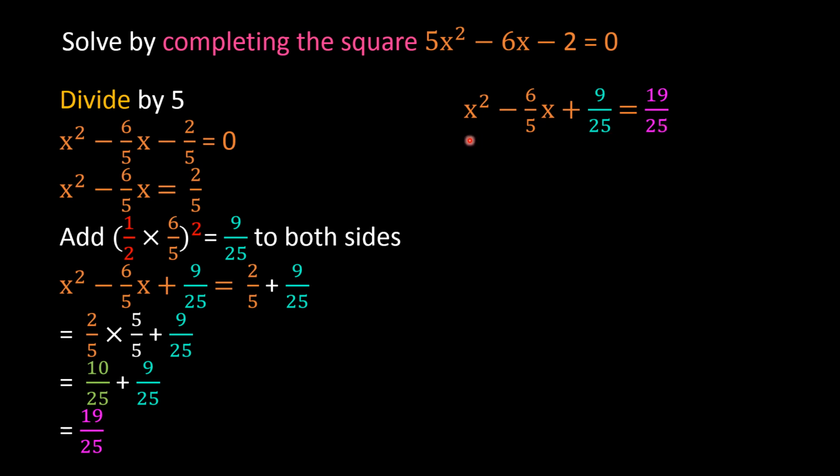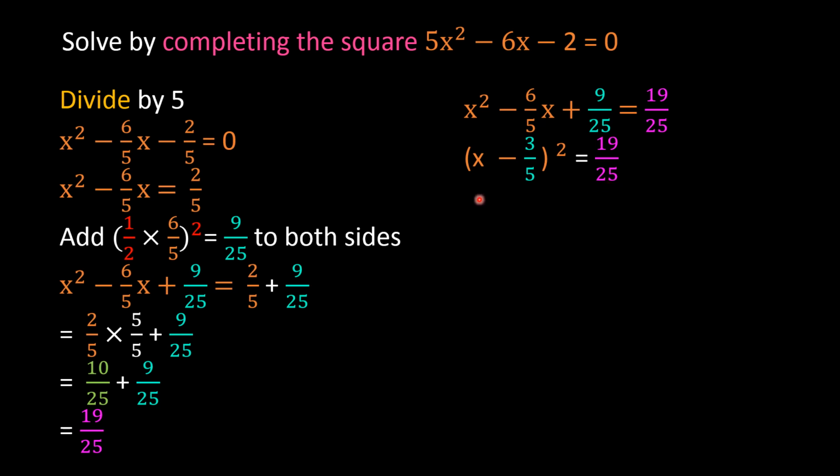Now this quadratic polynomial is a perfect squared polynomial because the first term is a perfect square, the third term is also a perfect square. So we will write this equal to x minus 3 divided by 5 whole squared, where this x is square root of this x squared, and 3 divided by 5 is the square root of 9 divided by 25. So we will write x minus 3 divided by 5 whole squared equals 19 divided by 25.